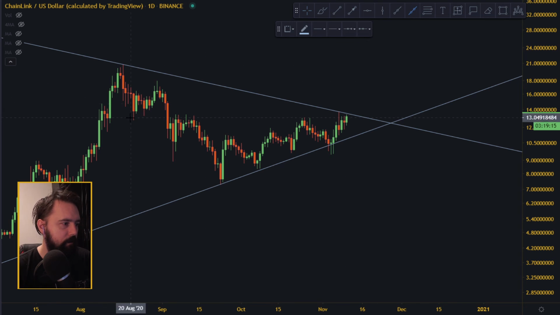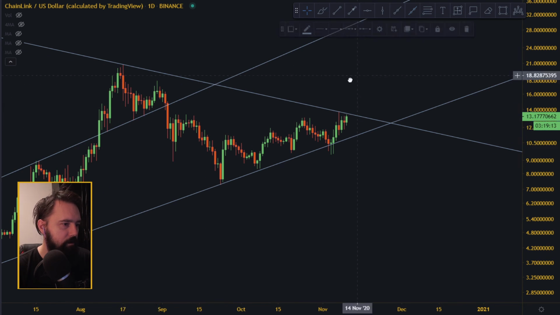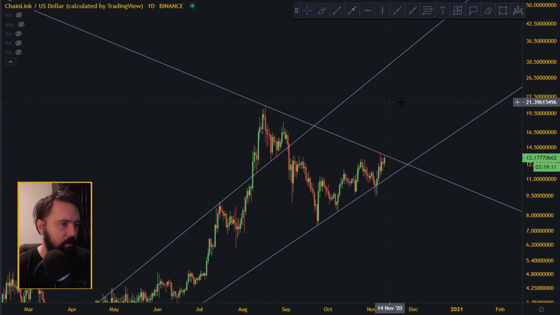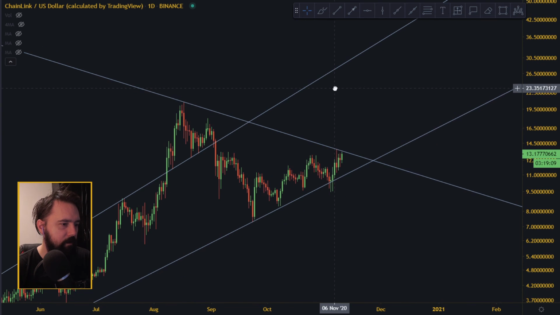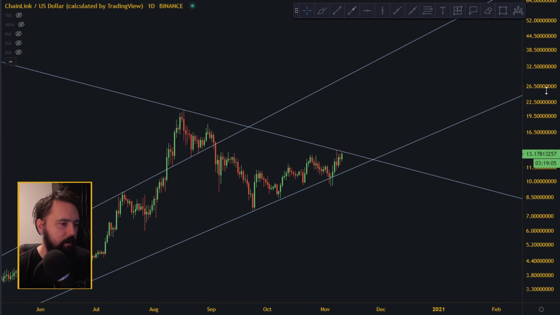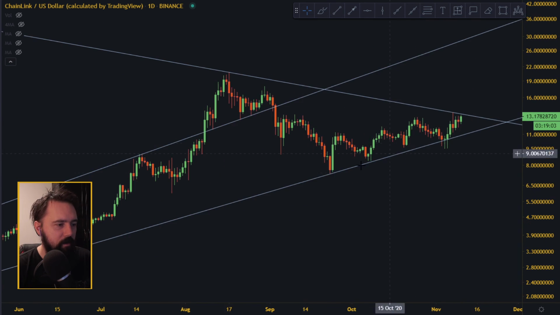This is a nice one. What's the price over here? It's gonna go up. It's gonna go above 20 if it breaks out here. It's gonna go up to 30. You don't think so?